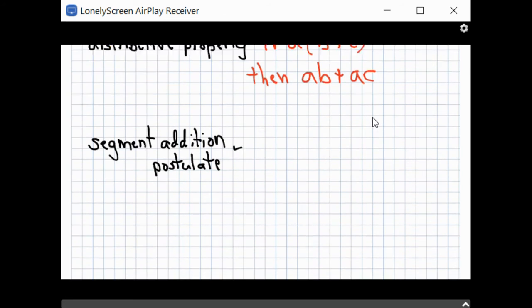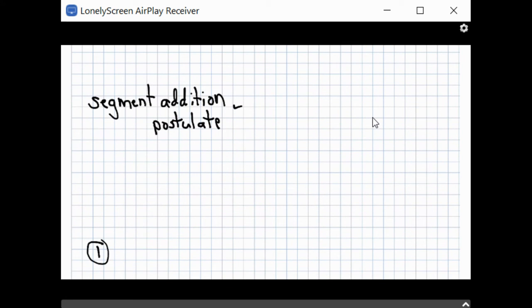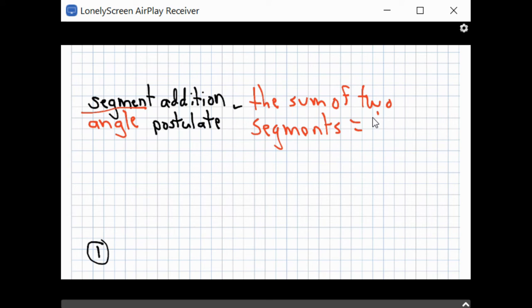Okay. And finally, segment addition postulate. We actually already talked about this, but I just wanted to reinforce it because it all doubles as even the angle addition postulate. And this is just that the sum of two segments equals the combined segment. I'll draw this out.